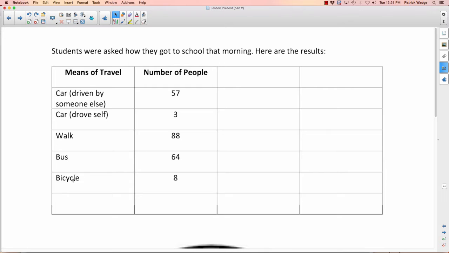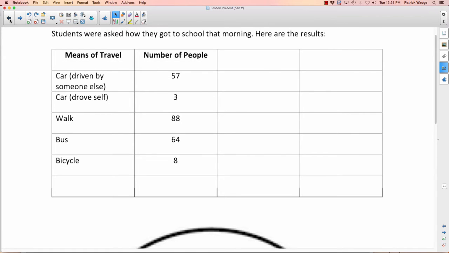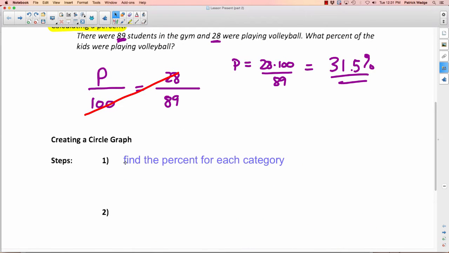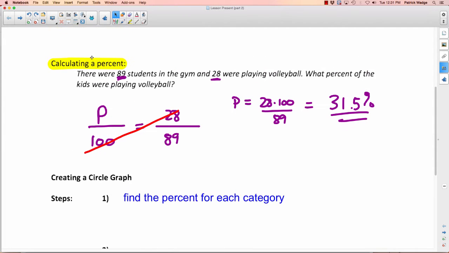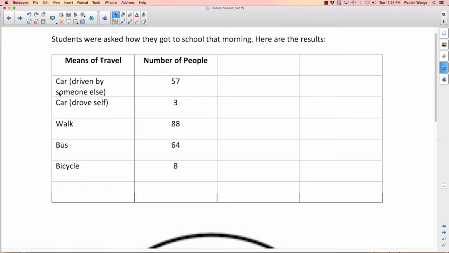So what is the first thing we need to do in order to make a circle graph? Well, the first thing we have to do is find the percent for each category. That is like what we just did right here. We're going to be calculating a whole bunch of percents. So let's start with the first one here. And in fact, let's write in "percent of people" is what we need to find.